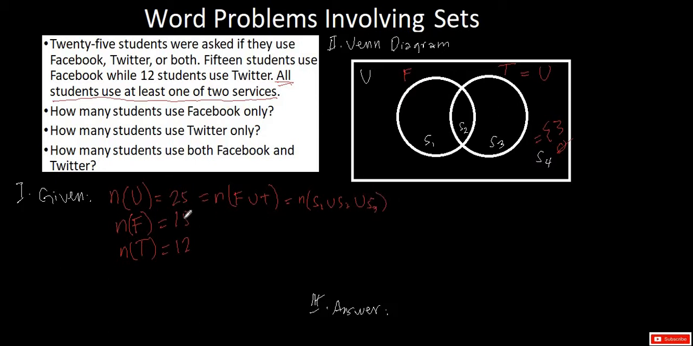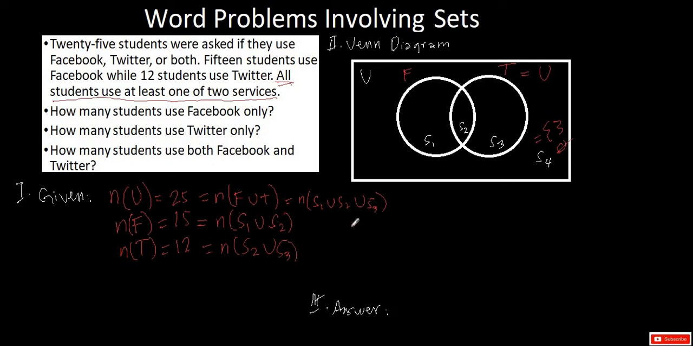Okay, so what about the cardinality of set F? Now, observe that set F has regions S sub 1 and S sub 2. So therefore, N of F is just the same as N of S sub 1 union S sub 2. And N of T is just the same as N of S sub 2 union S sub 3.